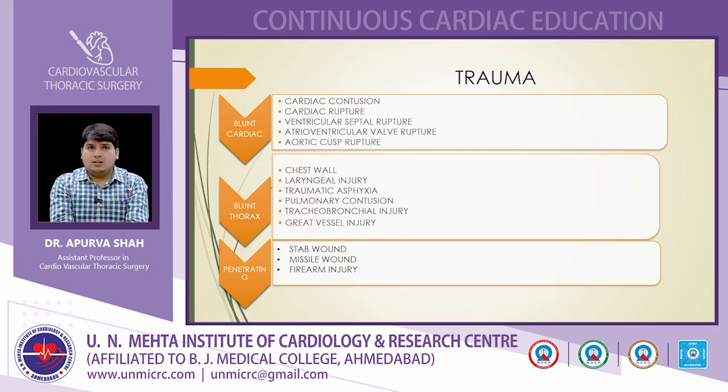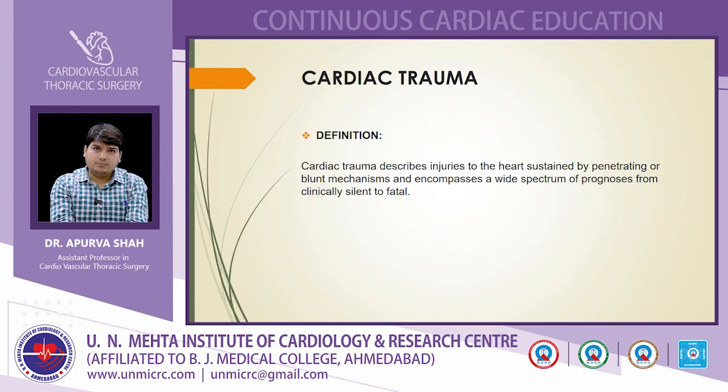Trauma. First, blunt cardiac. There will be cardiac contusion, cardiac rupture, ventricular septal rupture, atrioventricular valve rupture, aortic cusp rupture. In blunt thorax, there will be chest wall injury, laryngeal injury, traumatic asphyxia, pulmonary contusion, tracheobronchial injury, great vessels injury. And when the trauma is penetrating, it can be stab wound, missile wound, and firearm injury.